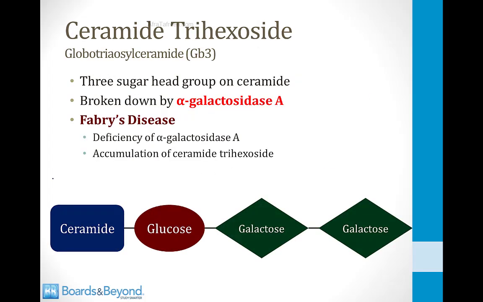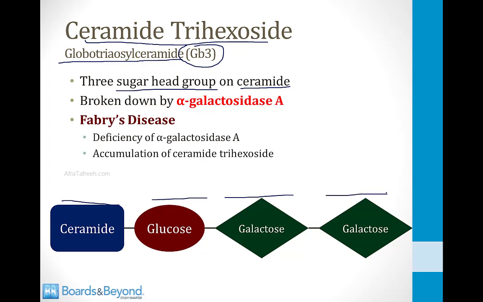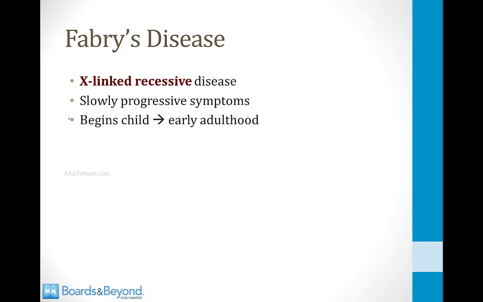The first lysosomal storage disease we'll discuss involves abnormal metabolism of ceramide trihexoside. This also goes by the name globotriacylceramide or GB3. And this structure contains a ceramide molecule, like I showed you on the last screen, connected to a 3-sugar head group. There's a ceramide connected to glucose and then 2 galactose molecules. And this structure is broken down inside of lysosomes by an enzyme called alpha galactosidase A. And children who are born with a deficiency of alpha galactosidase A have a condition called Fabry's disease, where they accumulate ceramide trihexoside.